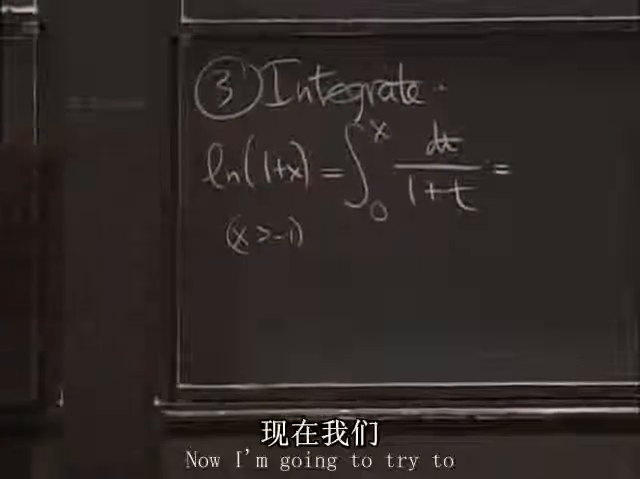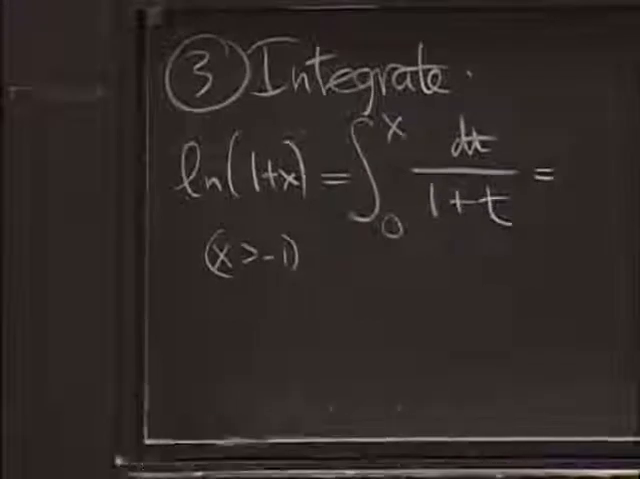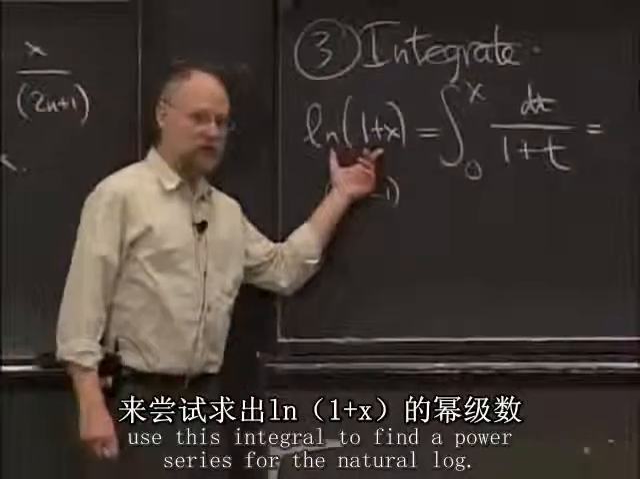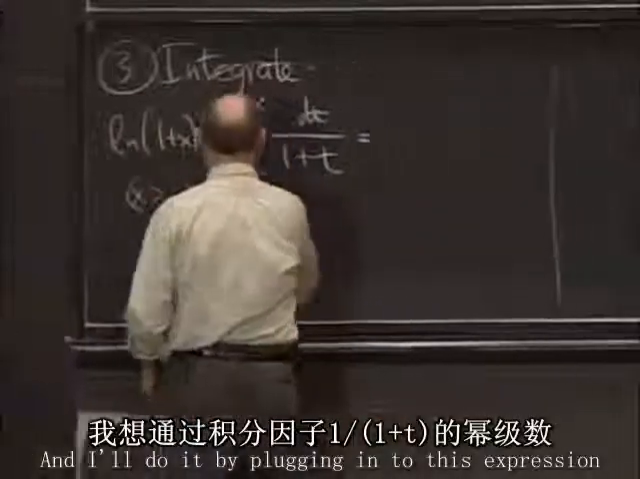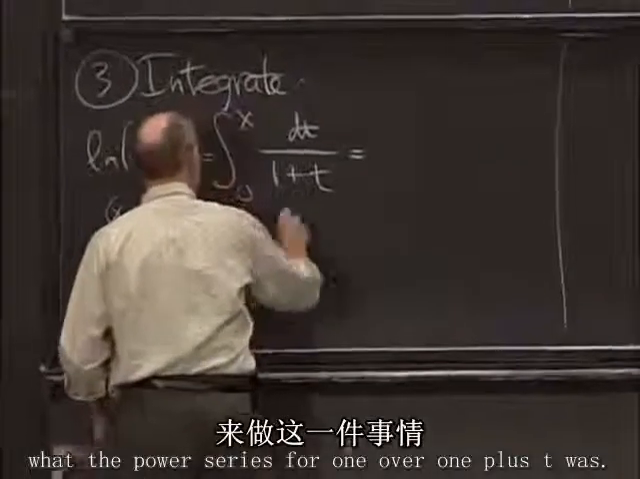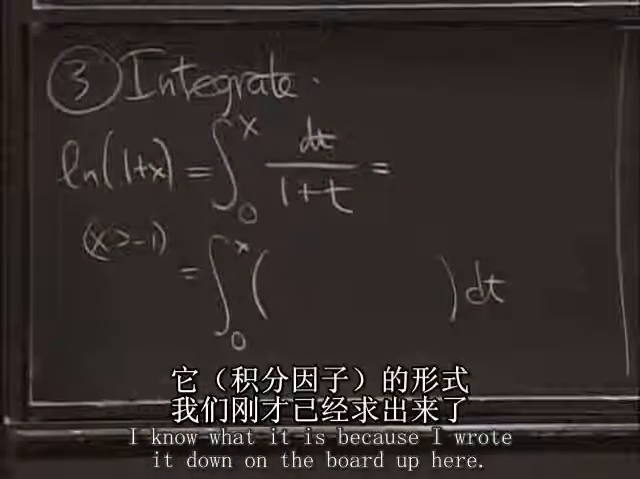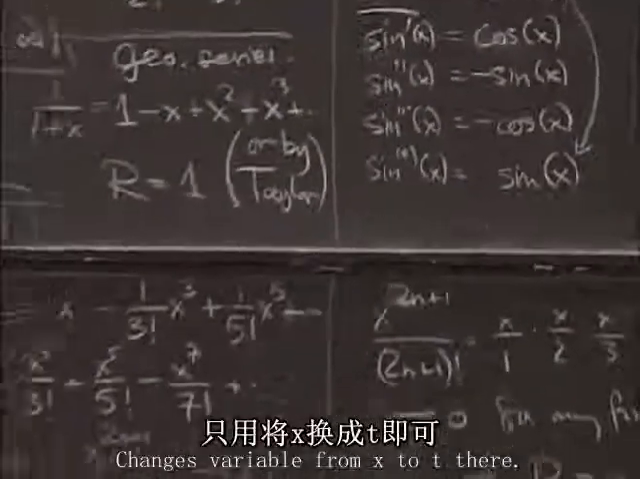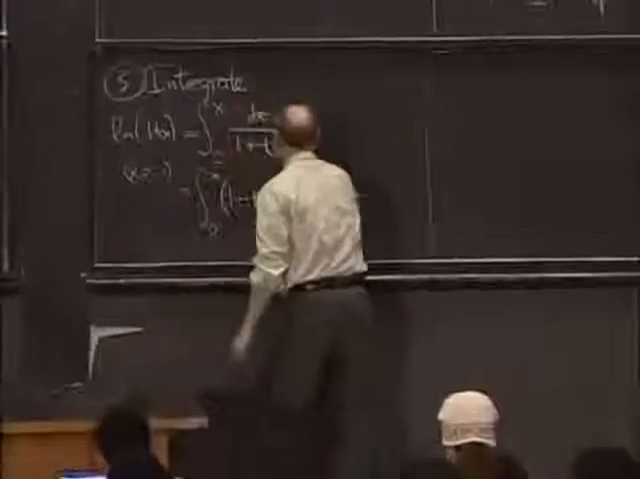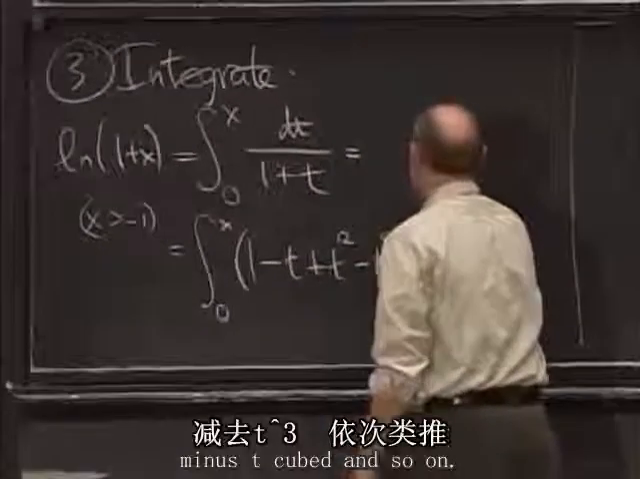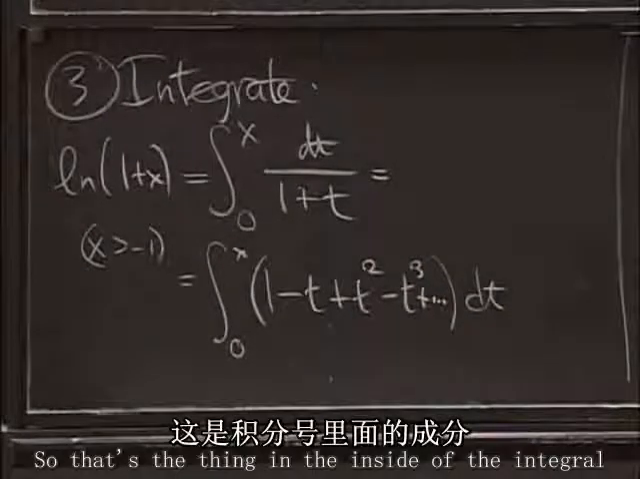Okay. Now, I'm going to try to apply power series methods here and use this integral to find a power series for the natural log. I'll do it by plugging into this expression the power series for 1 over 1 plus t. I know what that is because I wrote it down on the board up here, changing the variable from x to t. So 1 over 1 plus t is 1 minus t plus t squared minus t cubed, and so on. That's the thing inside the integral.